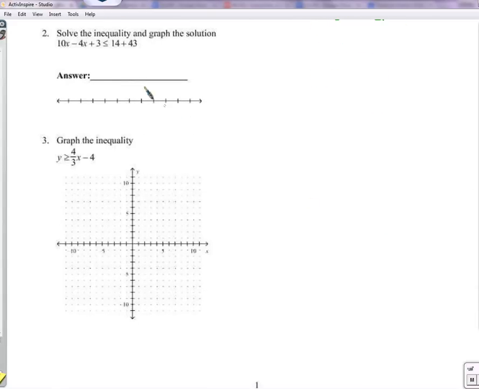Alright, we're going to solve this inequality. So let's see. First, I see some like terms that I can put together. So I'm going to put the 10x and the 4x together and get 6x. We get the plus 3. On the other side, we can do 14 plus 43 is 57. Going to subtract 3 from both sides. We get 6x is less than or equal to 54. We divide by 6. And x is less than or equal to 9.